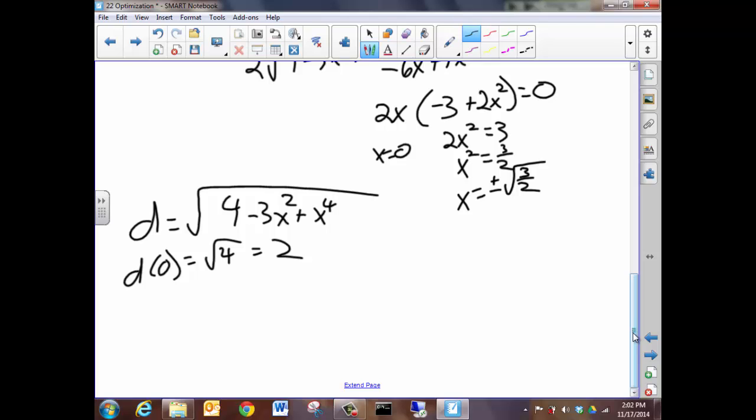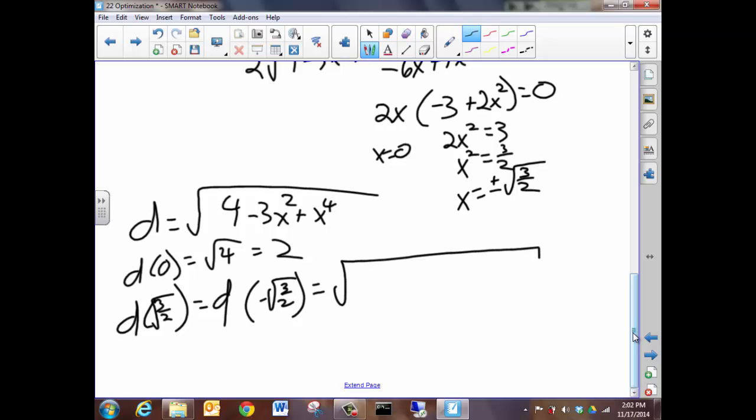Do you think that when I put the square root of 3 halves, it'll be the same thing as the negative square root of 3 halves? Why do you think so? Because we're squaring it, right? When we square negative square root of 3 halves, it's going to be the same as the square root of 3 halves. So we can figure out both of those at once.